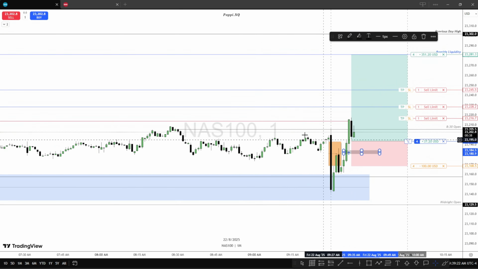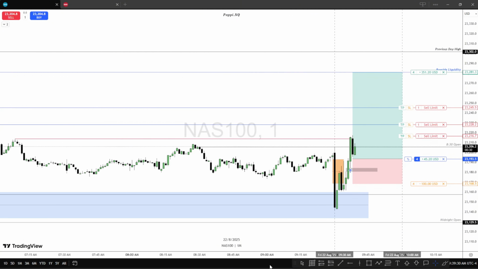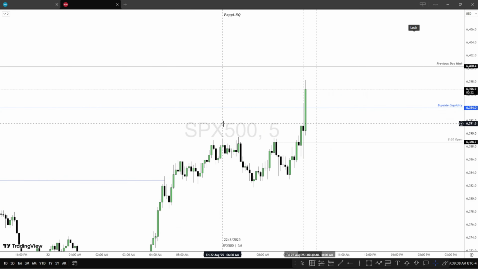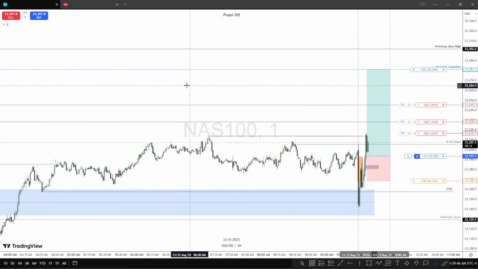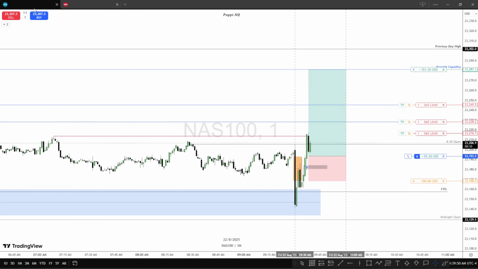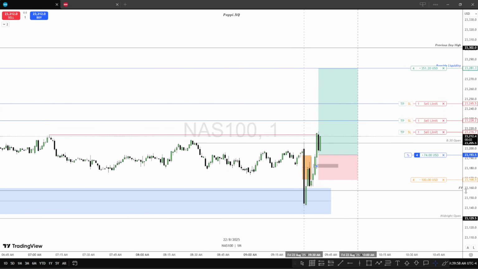I do not want to see price react or come back into that fair value gap until we take out those buy side liquidities. So here the S&P 500 was moving and pushing so high, way faster than the NASDAQ. So I was really expecting NASDAQ to follow through with that.